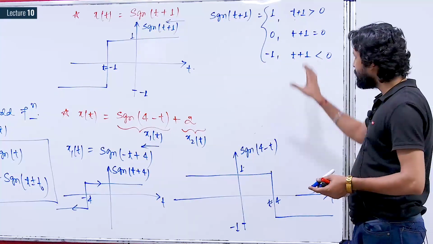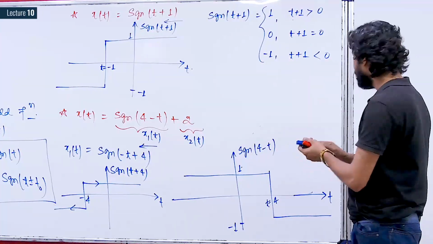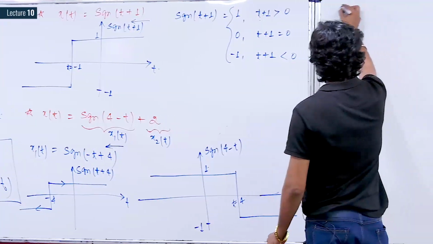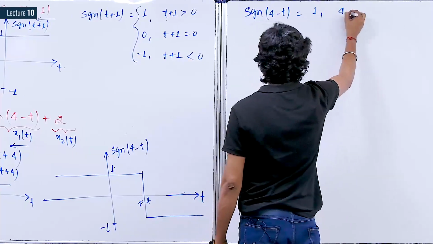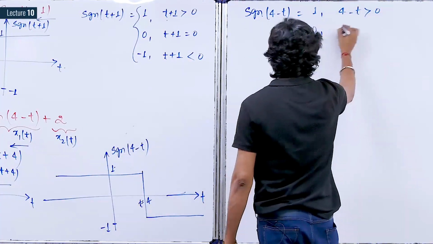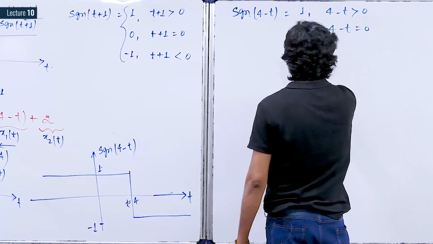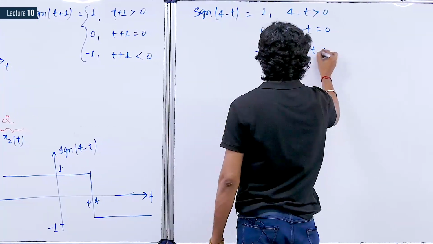Now if you want to use this relation, then directly you can say that signum of 4 minus t will be 1 for 4 minus t greater than 0, 0 for 4 minus t equals 0 and minus 1 for 4 minus t less than 0.